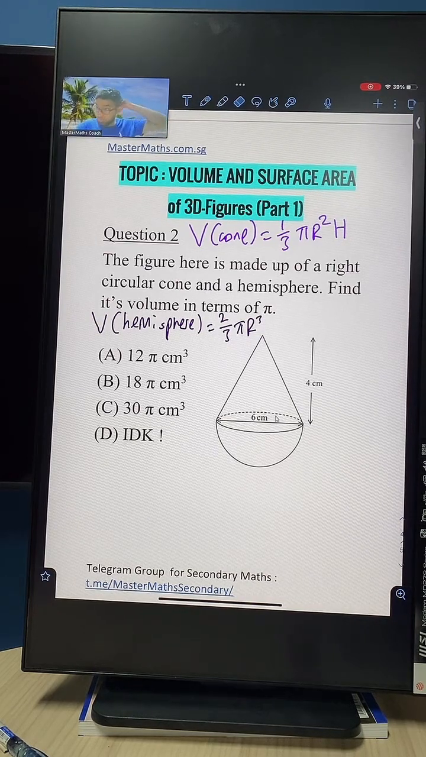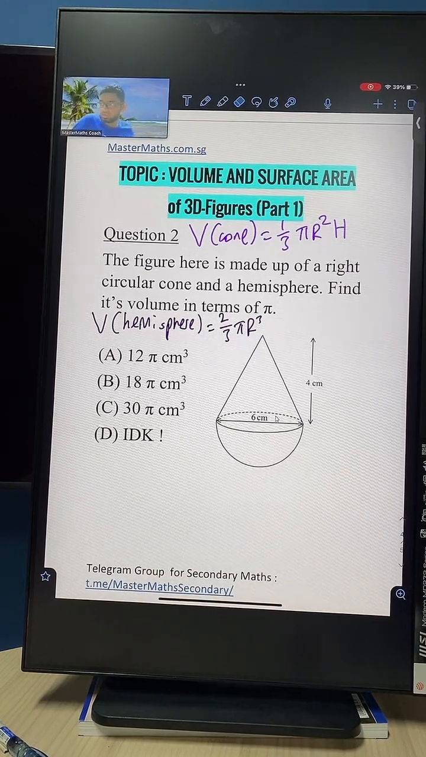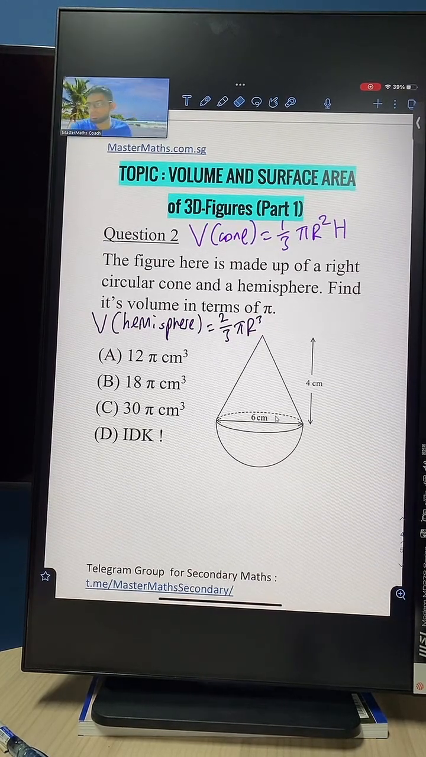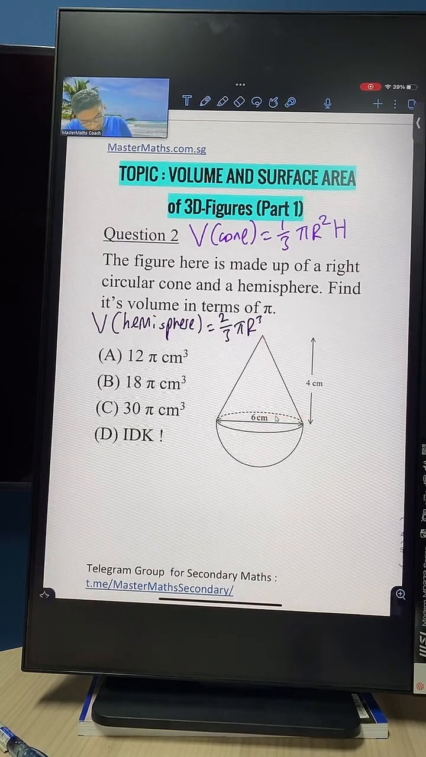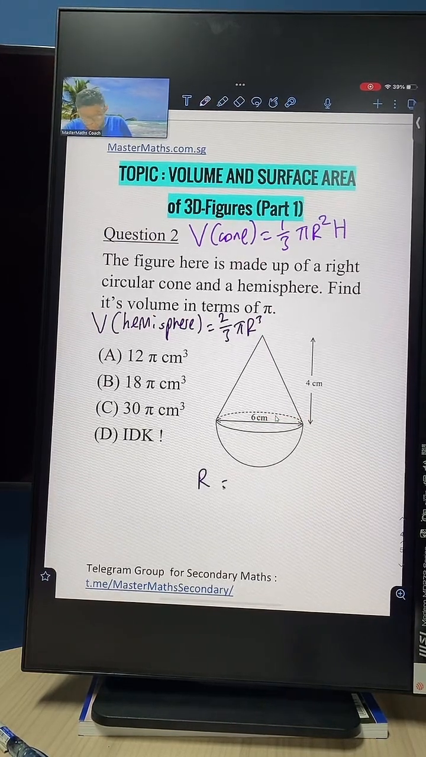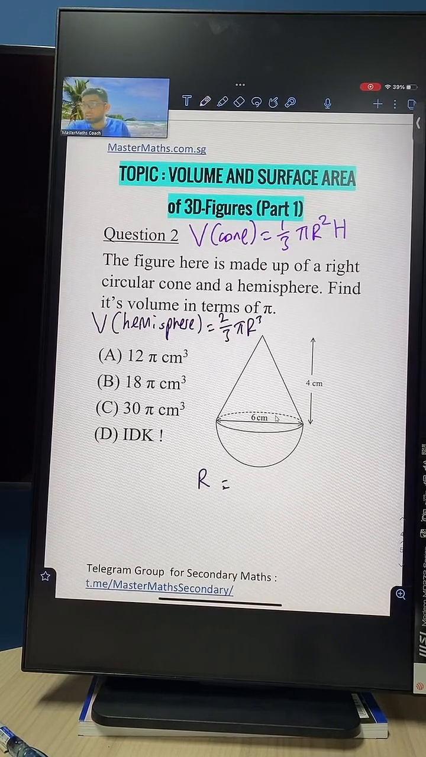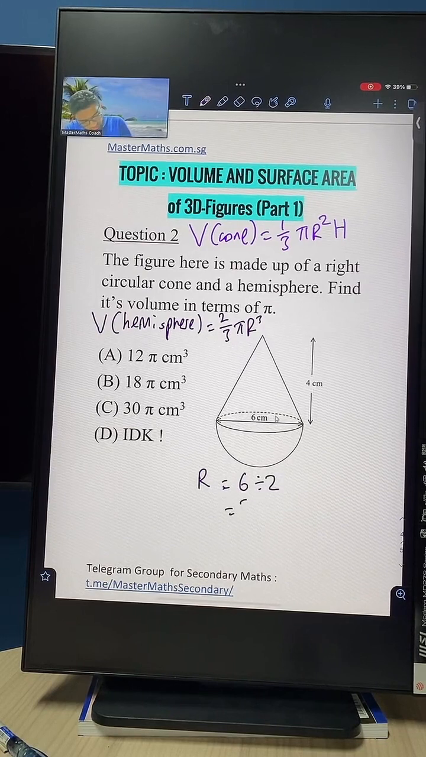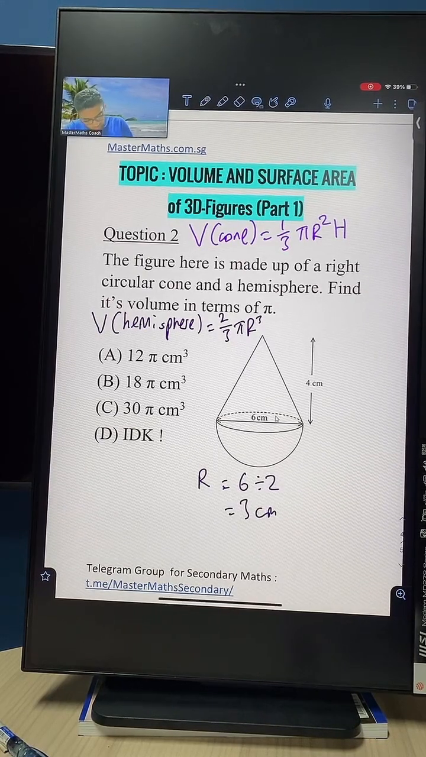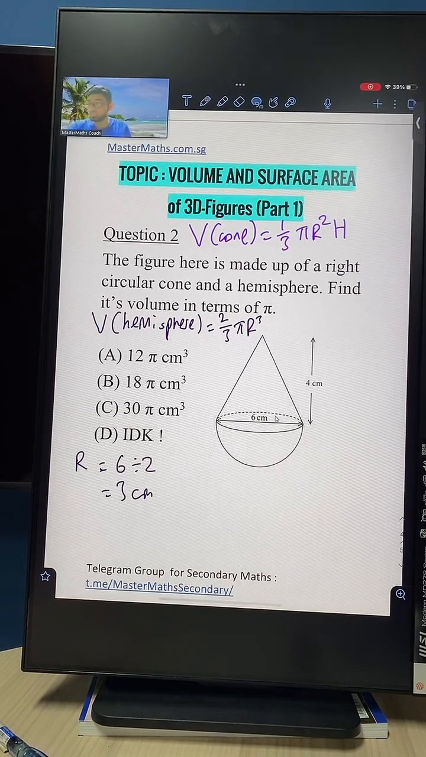Okay, there's no problem. So how to do? Pretty simple, because you are given the height, which is 4. The radius is just 6 divided by 2. So let's find the radius. Some of you are changing your answer already. Guys, 6 divided by 2, radius is 3 cm. So this one here we put at the side.